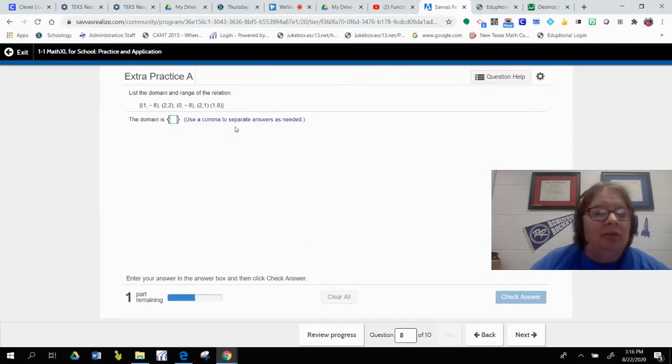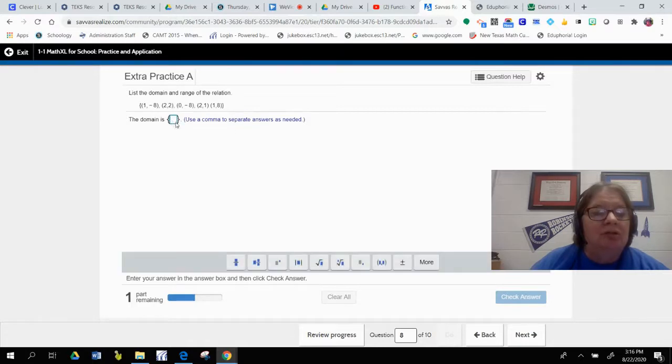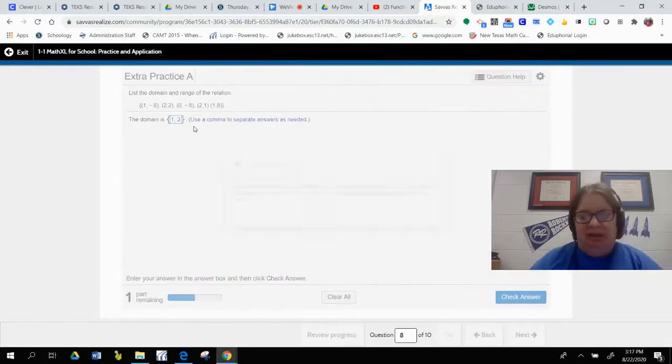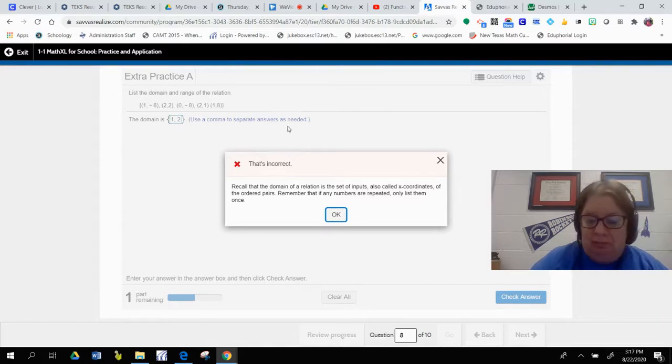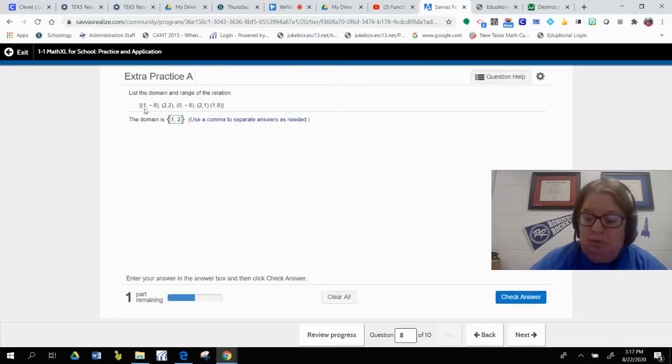Okay, notice this domain. We have 1, 2, 0. There's another 2 and there's another 1. That tells us something. It tells us it's not a function because the x repeats. Also, when you type those in, don't type them twice, only type them once. So what do you have? 1, 2, and 0. Notice when you get to this ordered pair, we have 2, but we already have 2. This one is 1, but we already have 1. Okay. And we used our comma to separate our answers.